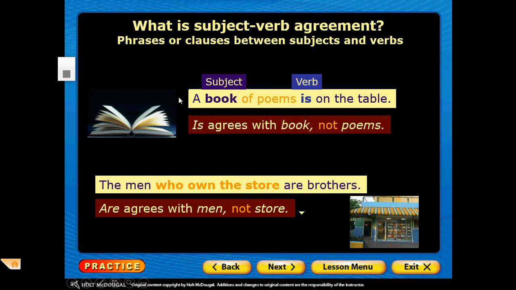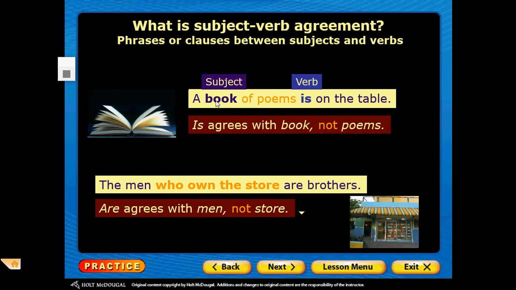I had a little bit of confusion there. Before the subject and verb came about, I said the subject must be book, and I didn't pick up that is was the verb. So we have to be careful there. This is also a bit confusing, because we have to decide what we are talking about. Are we talking about poems, or only one book of poems? We're talking about the book of poems. So is here agrees with book, not poems, because we're not actually talking about poems.